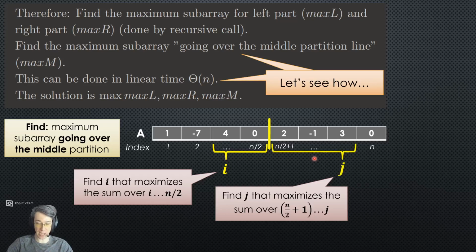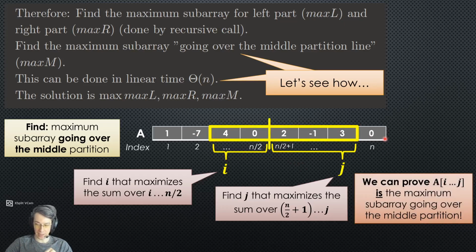We're going to find the j that maximizes the sum on the right half. So we're finding the i that maximizes the sum on the left half from the middle going to the left. We're finding the j in the right half that maximizes the sum on the right half from the middle going to the right. And we can prove that A of i to j is the maximum subarray going over the middle partition, and I'll do that in the next slide, although it's not a particularly difficult argument.